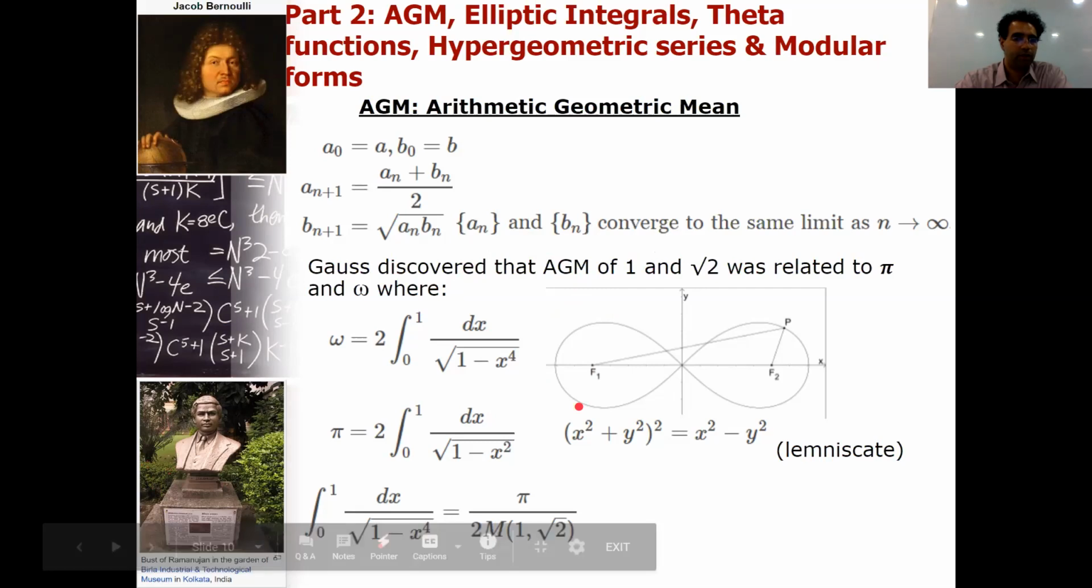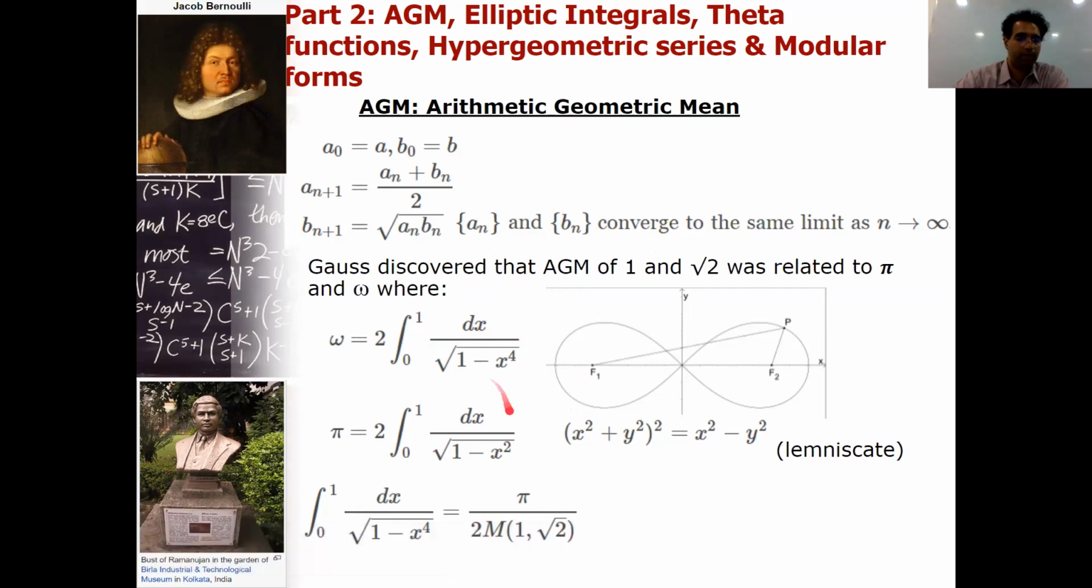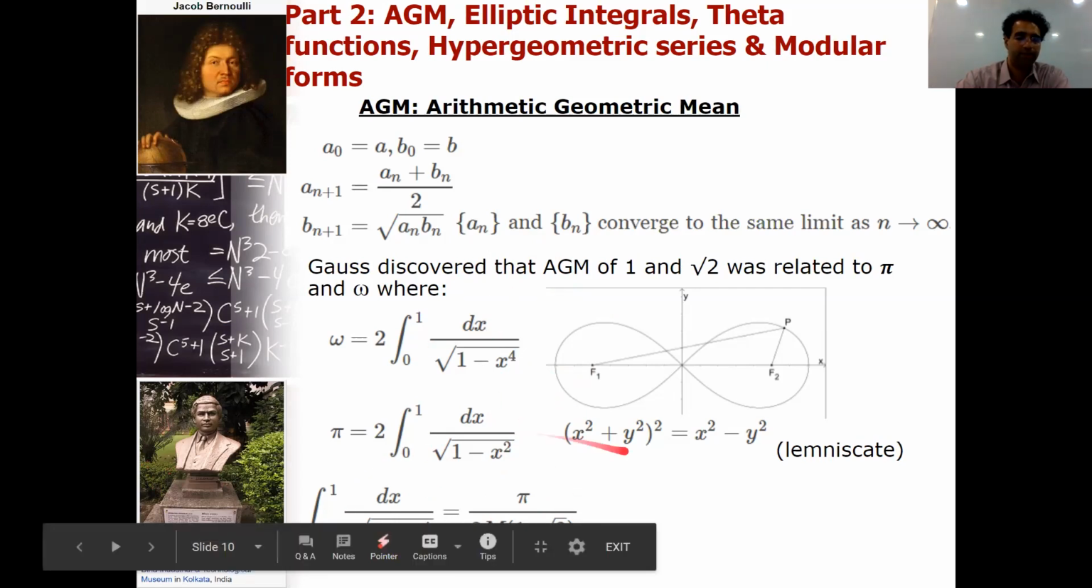So from this slide, what we are saying is that the limit of 1 and root 2, the arithmetic-geometric mean of 1 and root 2, which you denote by M(1, root 2), is related to the quantity called omega. Okay, and this is the relation that you see at the end.